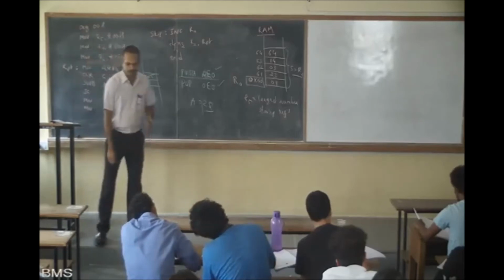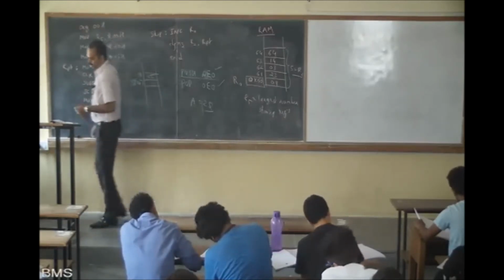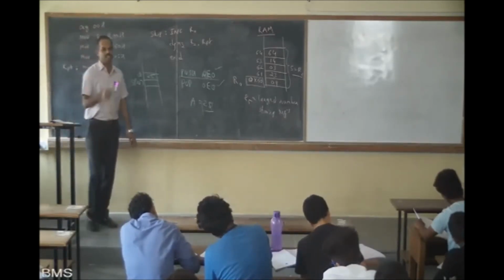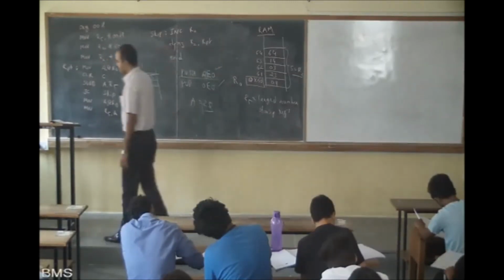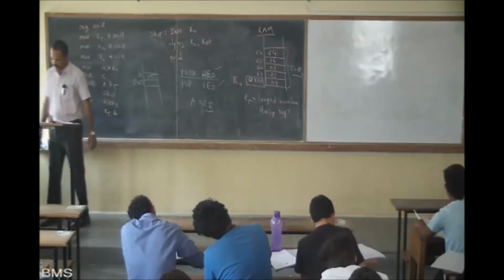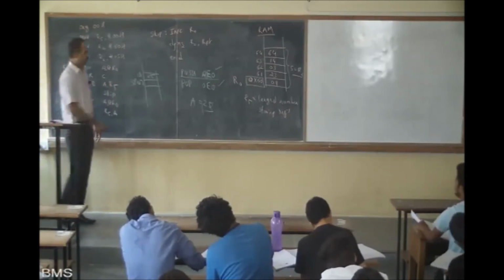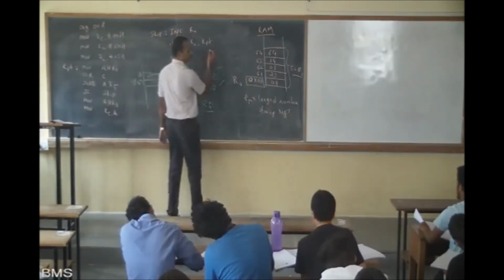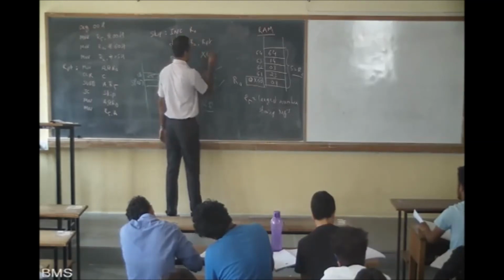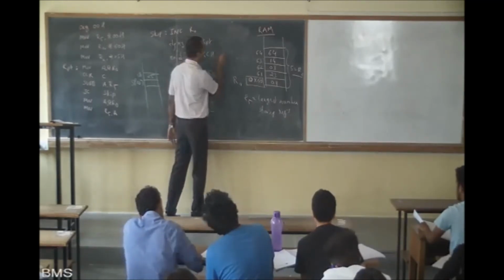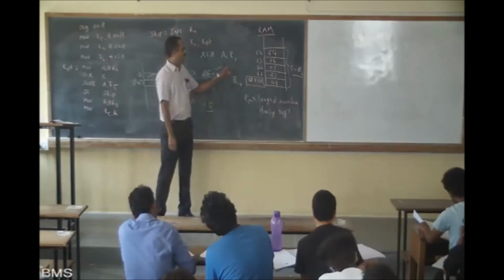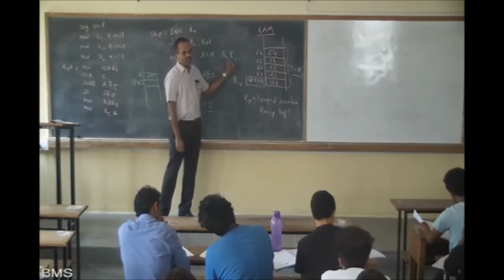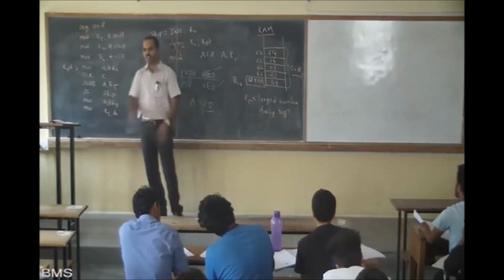Next one, XCH. XCH is exchange. XCH hyphen exchange. Example. XCH. This is a different chart. Please see to this only, guys. XCH A comma R1. Content of R1 will come to A. Content of A will go to R1. Value will exchange.